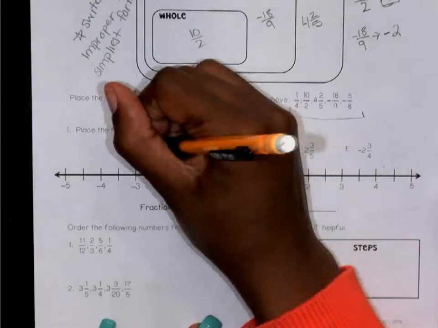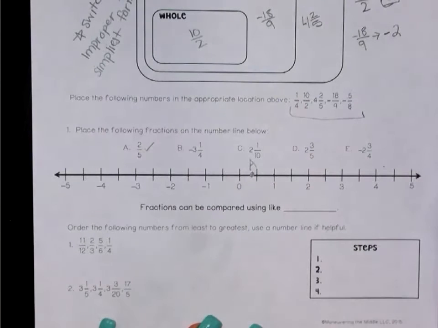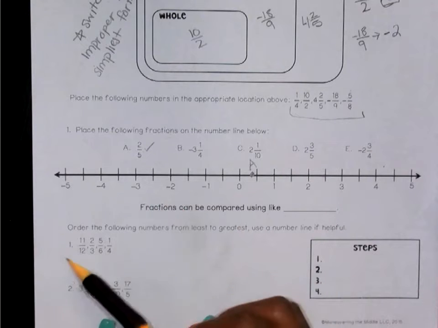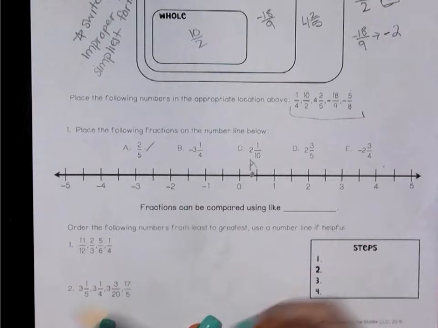So got that one done. B says -3/4. All right? Negatives is going to be the one that is going to confuse you the most. Remember that these numbers are getting bigger as well. All right? We're just going to the left.